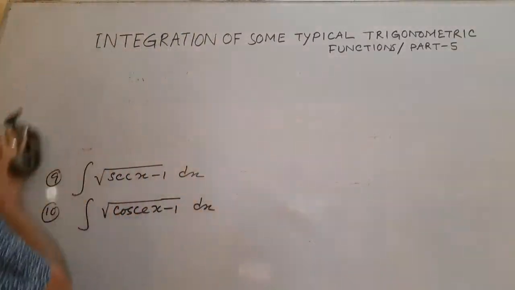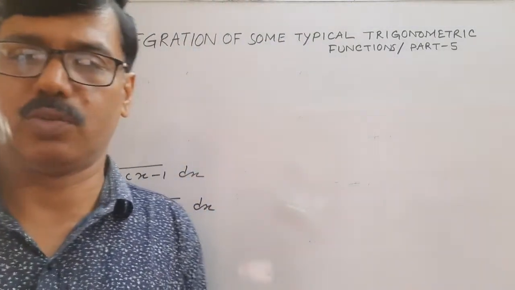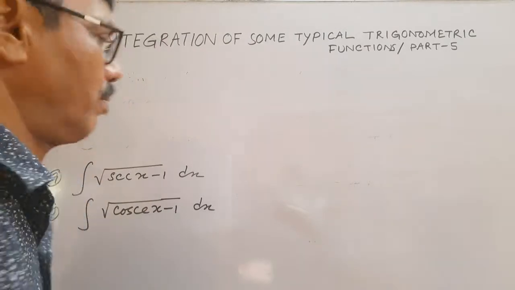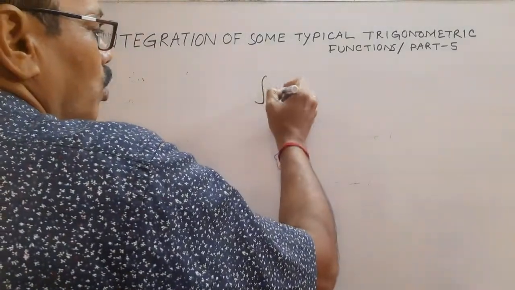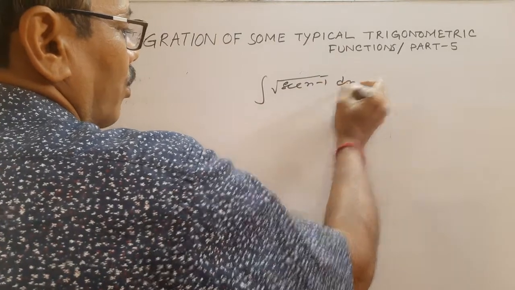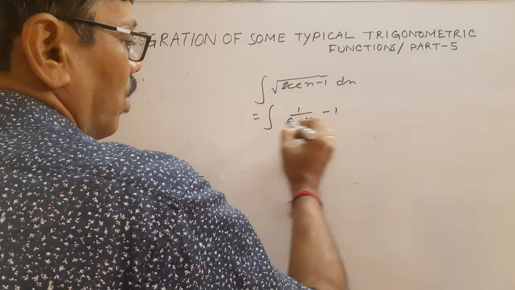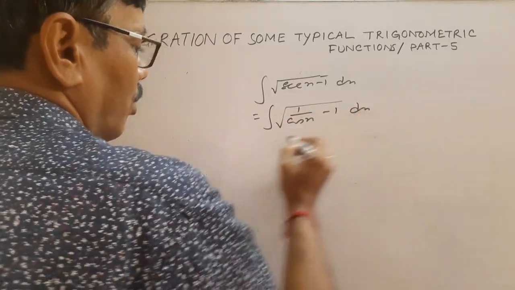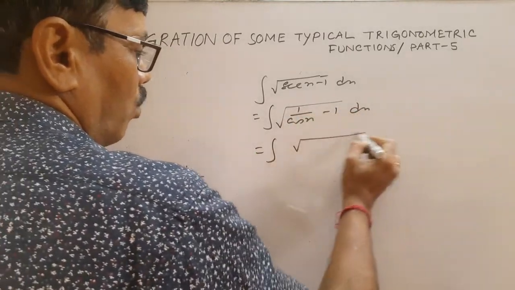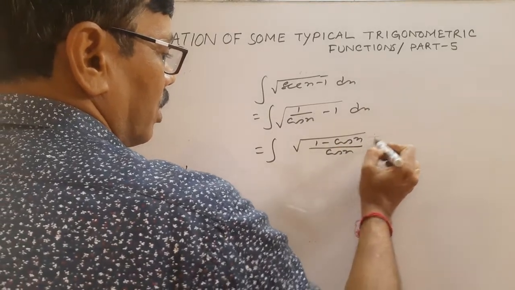Now the integral of root over sec x minus 1, and root over cos x minus cosec x minus 1. They are of the same type. Root over sec x minus 1 dx, so it is 1 by cos x minus 1 into dx. So root over 1 minus cos x by cos x dx.